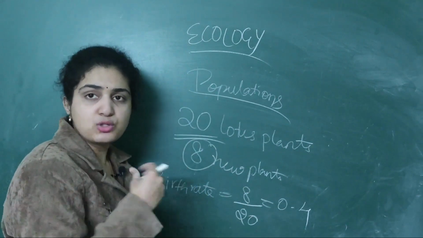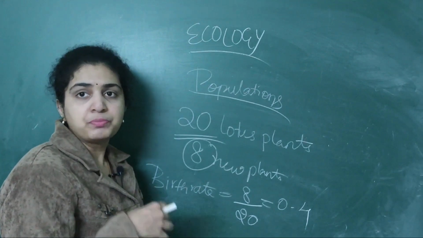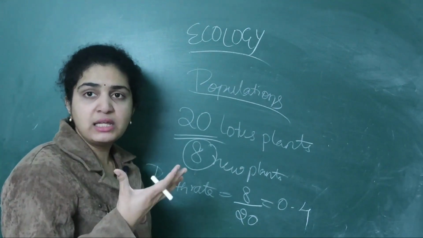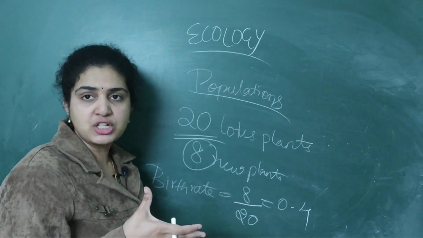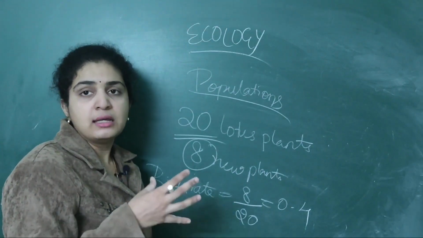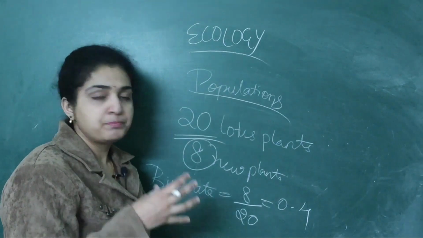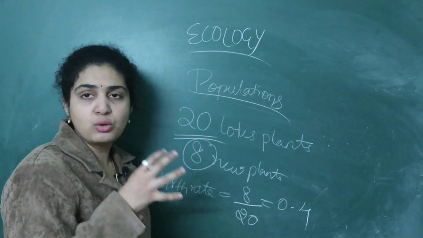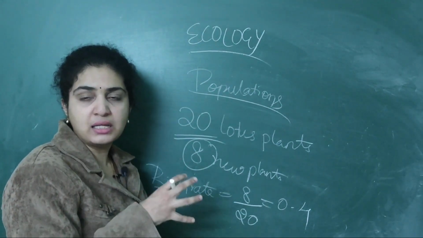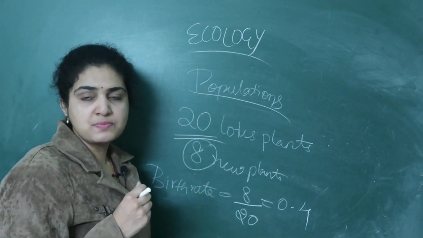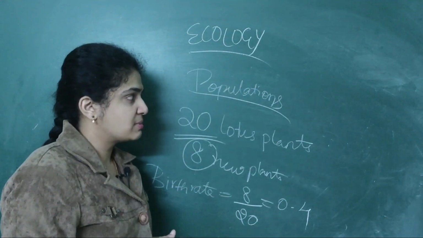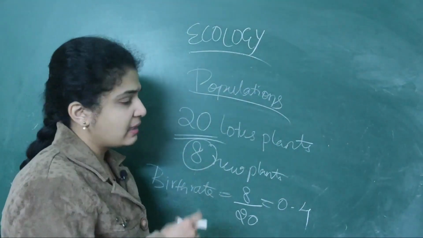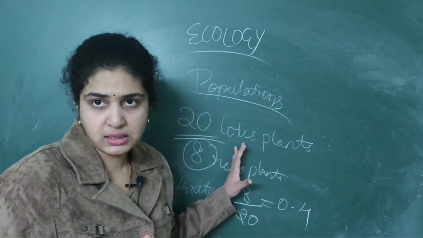So like this you calculate the birth rate. How many are newly born by the total existing population gives rise to the birth rate. This average you calculate per year, showing how many organisms are found newly in an environment. So this is birth rate.